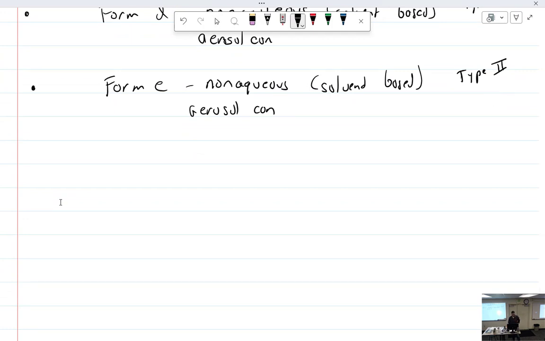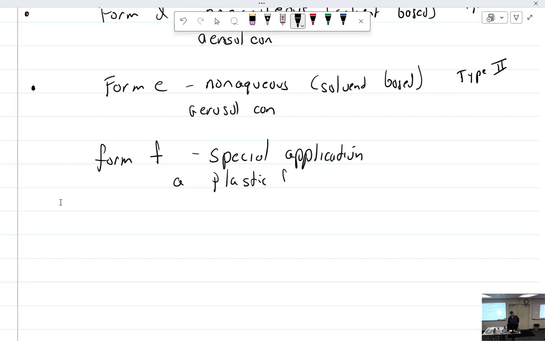And then Form F, which is a very weird one, they just call it special application. In research and asking and trying to figure out what that is, best I could come up with, some say it's like a plastic film. Well, how does it work? I don't know. So my takeaway from Form F is something other than the above. Some other grease stuff.